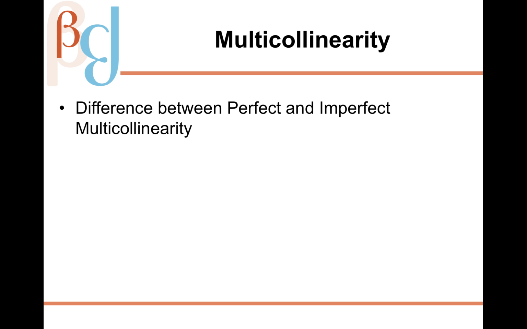Pretty much in these next 3 chapters, we're going to be doing the same thing. First, we're going to be defining the problem. In particular for multicollinearity, we're going to be looking at the difference between perfect and imperfect multicollinearity. Then, of course, we're going to be looking at the consequences of multicollinearity in our model. Then we're going to be looking at the detection of multicollinearity.